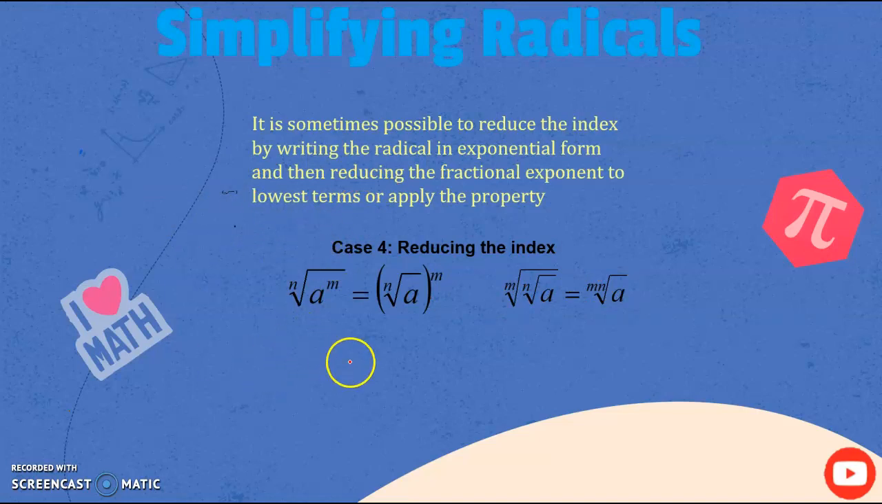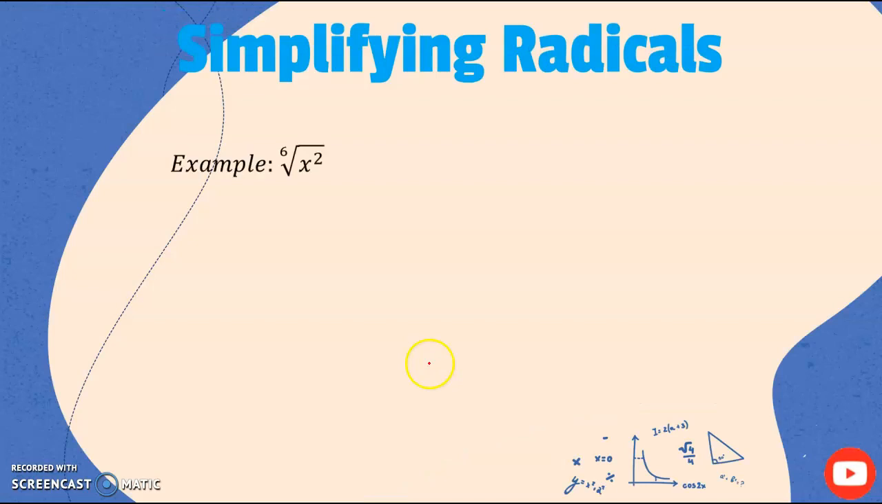So if you have observed, again, there are two ways of reducing the index. It's writing the radical in exponential form and then reducing the fractional exponent to lowest term, or you apply this property or these laws. All right, so for us to put this into practice, let's have the following example.